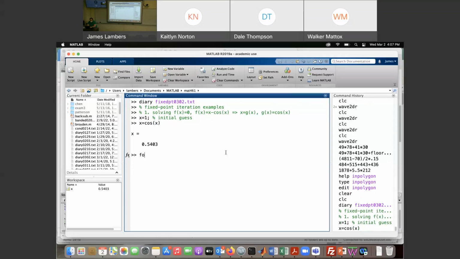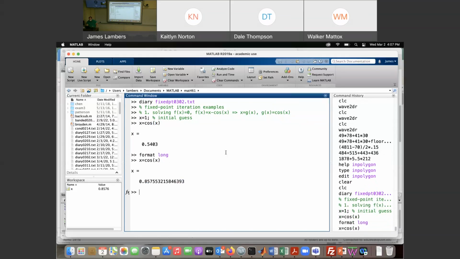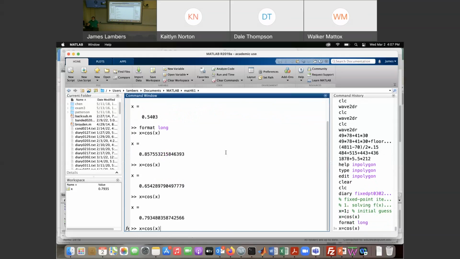Okay, I want to have format long for this. And if we see what happens, we just watch how the numbers behave. They're jumping around a bit, so 0.54, 0.85, 0.65, but we'll give it a chance. They seem to be getting a little closer together, not jumping around quite as much. All right, so 0.73, 0.74. Okay, now at least it's consistently saying 0.73 something, and I'll just keep going.